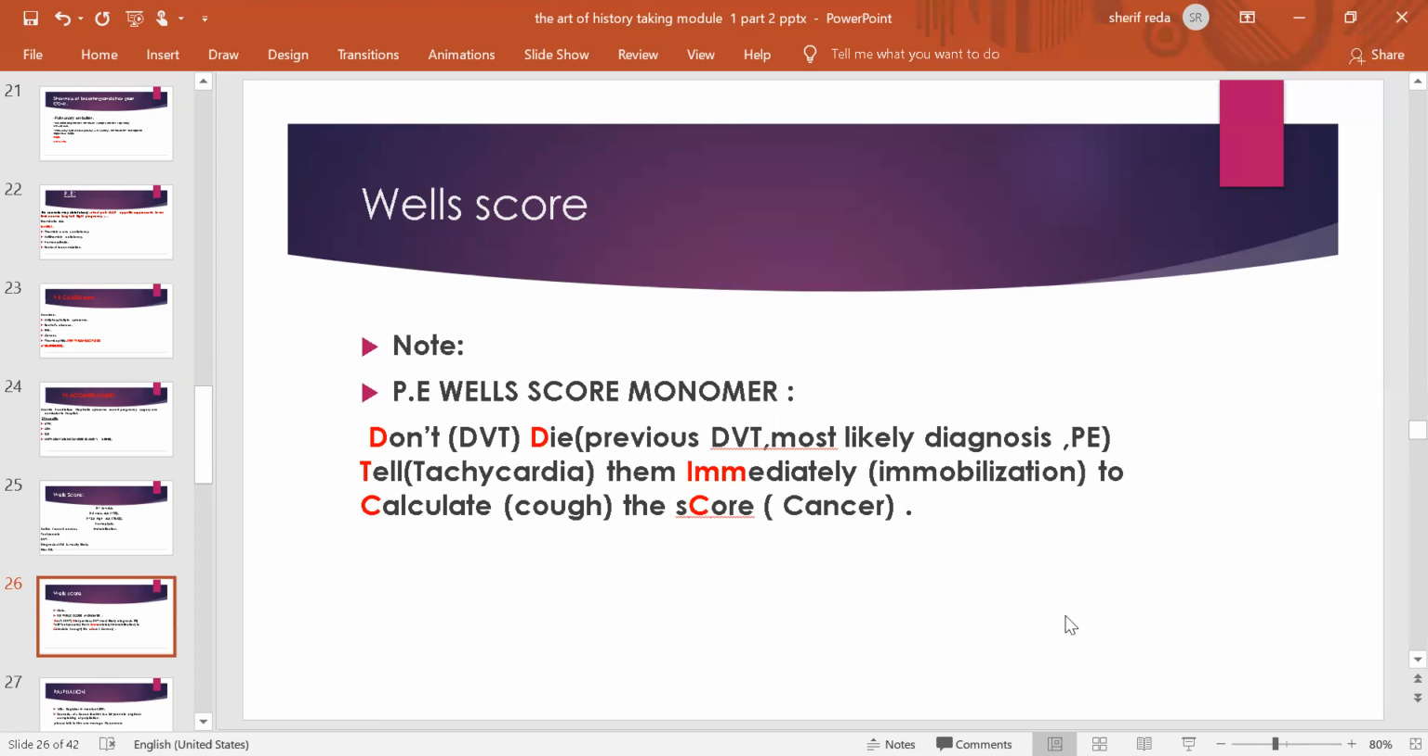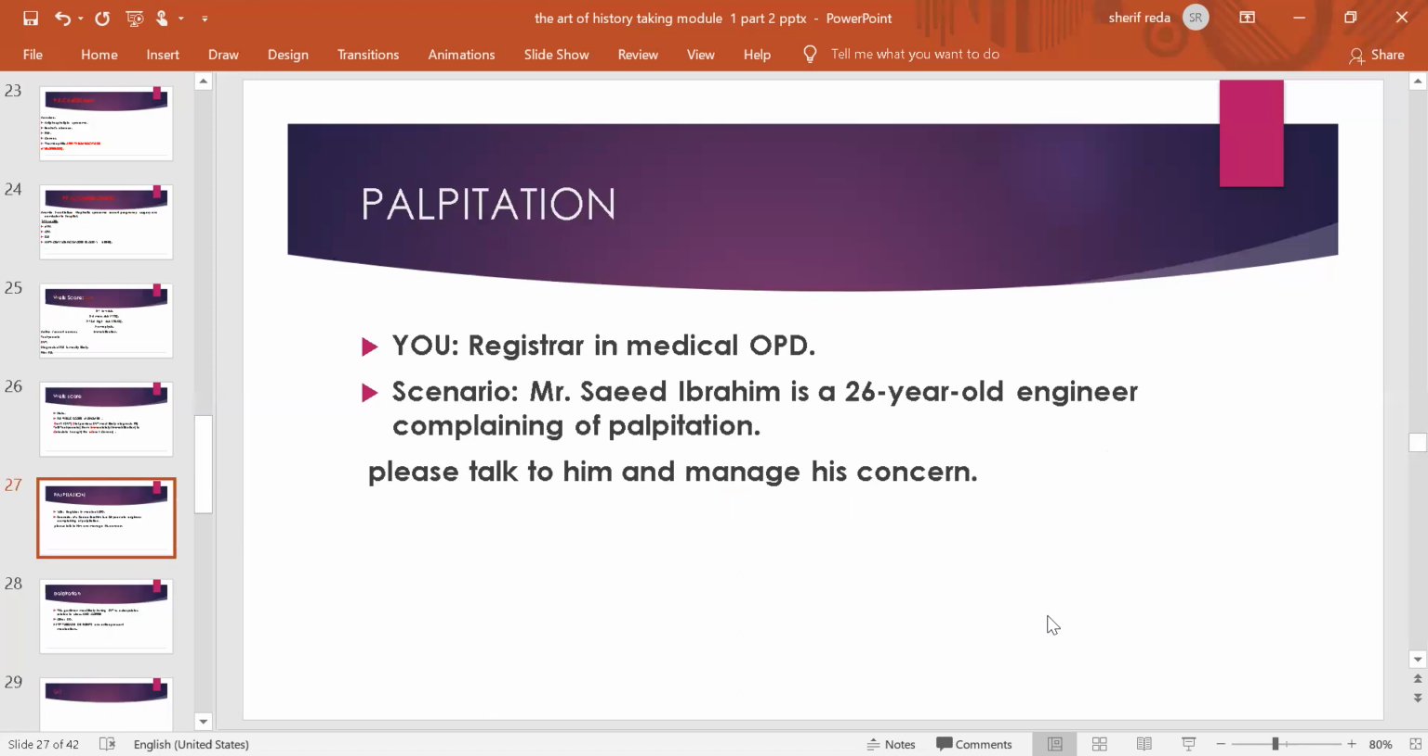So if you memorize this mnemonic, maybe you will not forget or miss any item of the Wells score. And usually, if it is a case related to PE, or one of the differential diagnoses is PE, you will be asked about this score. We will take a case from the cardiovascular system, and you will find a lot of examples in the book.